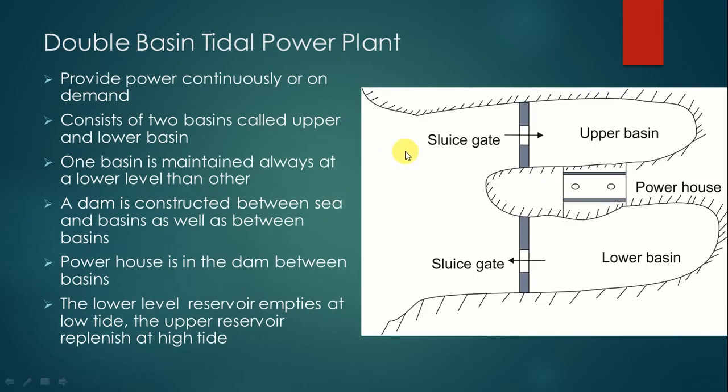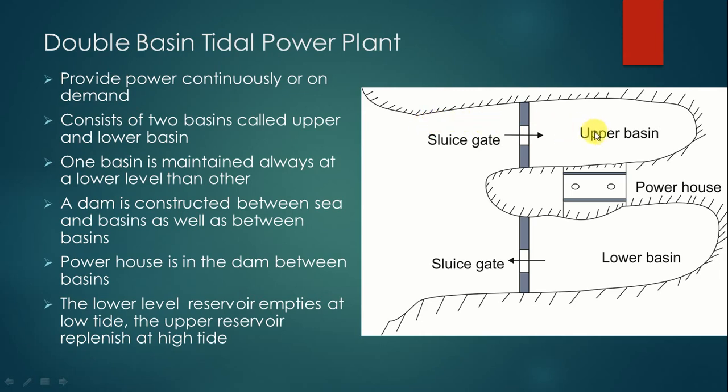So during the high tide, let's see how the double basin tidal power plant generates electricity. During the high tide, the wall or the sluice gate is opened. As there is a level difference between sea and upper basin, water starts to flow from sea to this upper basin. During this, the sluice gate between lower basin and sea is closed. The sluice gate between upper basin and lower basin is also closed.